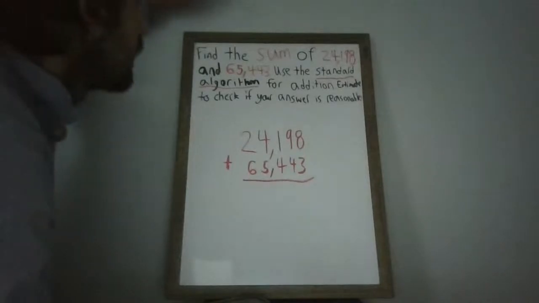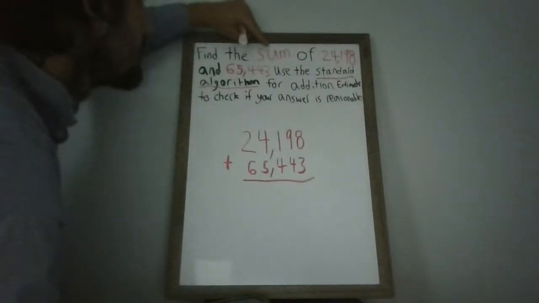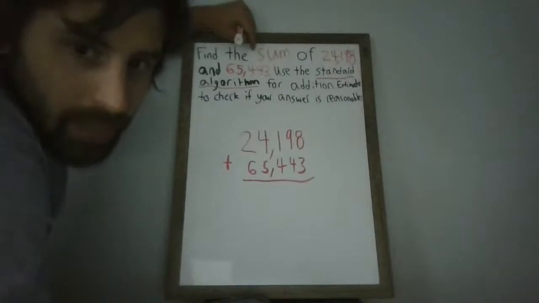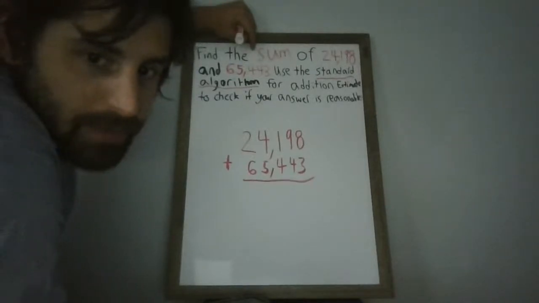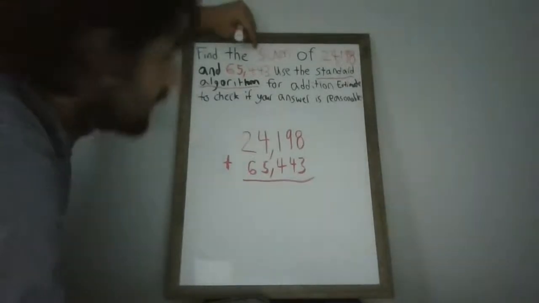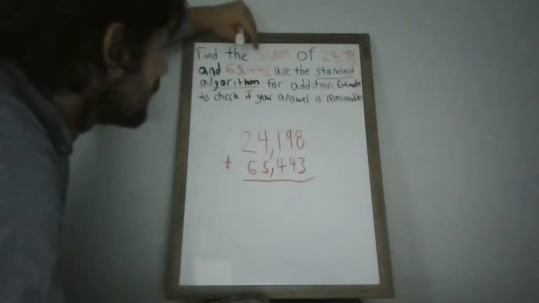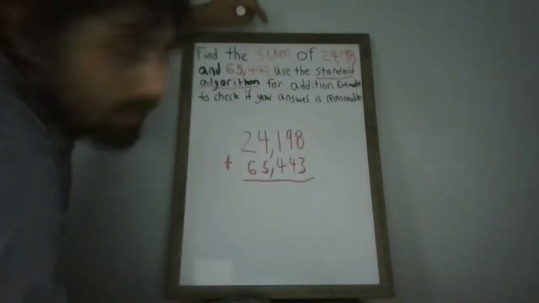So I have some key vocabulary. I have the numbers and the key vocabulary highlighted in red here. Whenever you see find the sum of two different numbers, that's just a fancy way of saying add the numbers together. They're telling you to add. Whenever you see sum, it means that you're adding the numbers in the problem together.